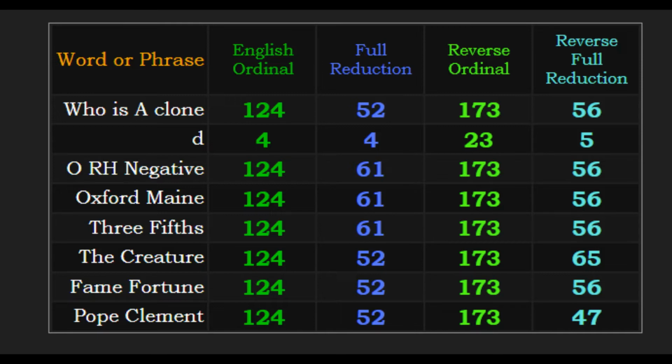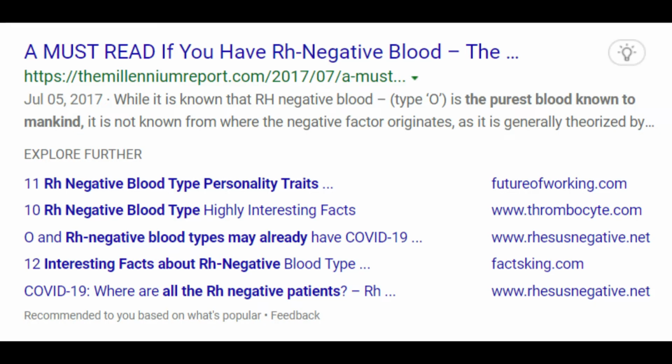So next we're gonna go into a must-read if you have Rh negative blood. And it says, while it is known that Rh negative blood, type O, is the purest blood, which O is the purest blood, but it's O positive that is the purest blood. O negative is a recessive trait, and it shouldn't even really be there. It should have already gotten wiped out.